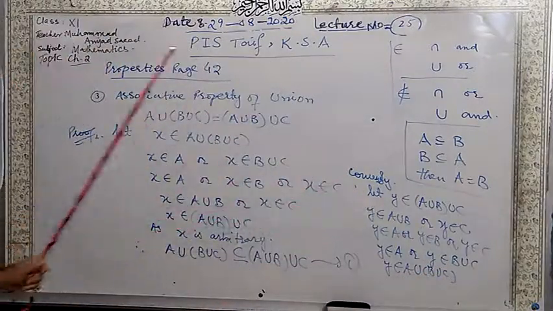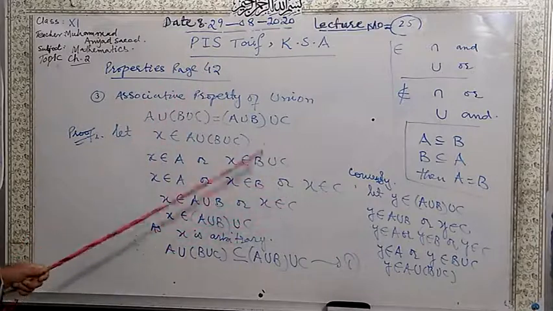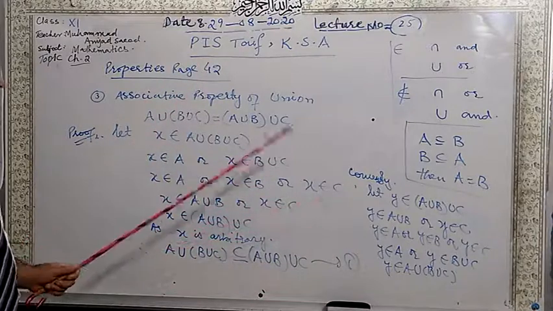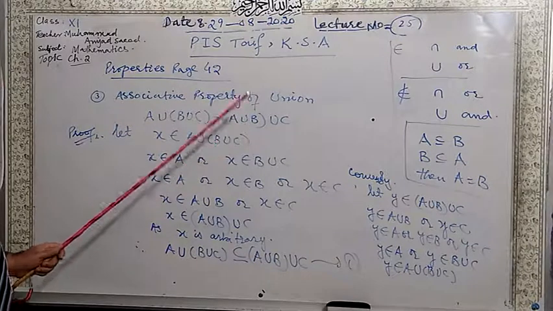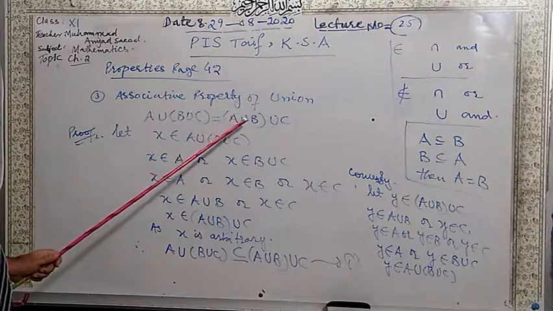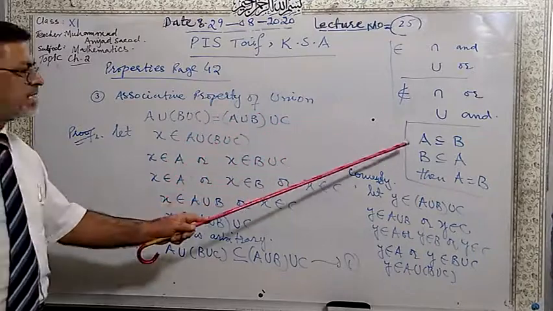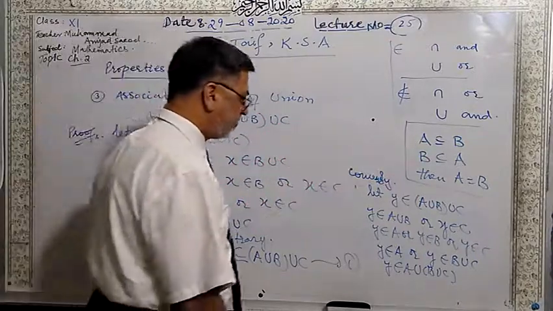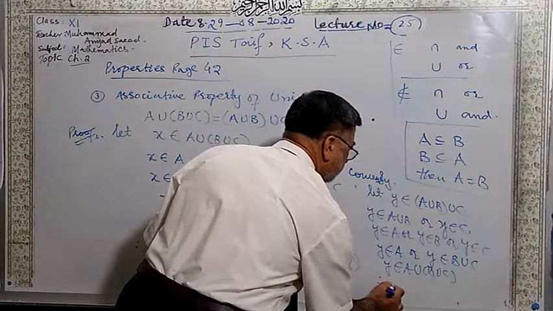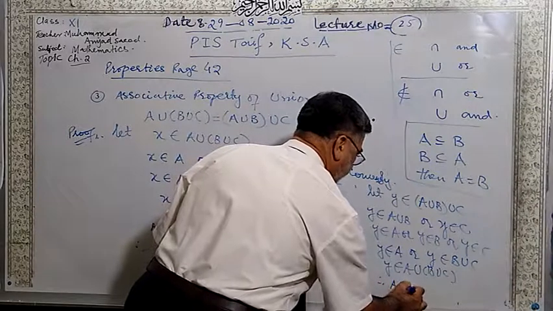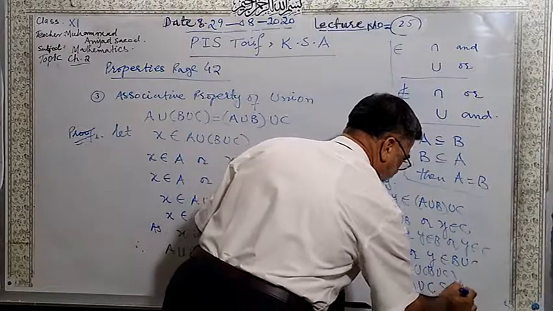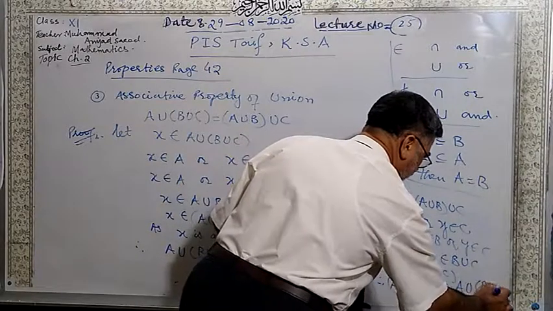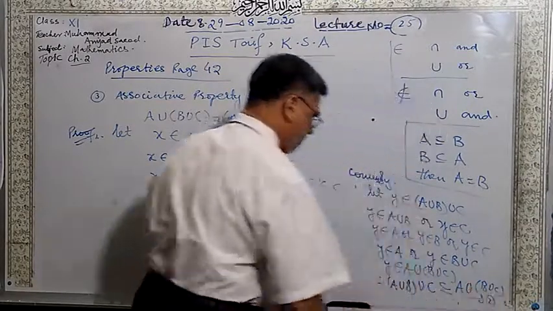Similarly, Y belongs to (A union B) union C. As Y is also arbitrary, any number, the right hand side will be a member of the left hand side. The right hand side is a subset of the left hand side. Therefore, A union (B union C) is contained in (A union B) union C. That is your number 2.